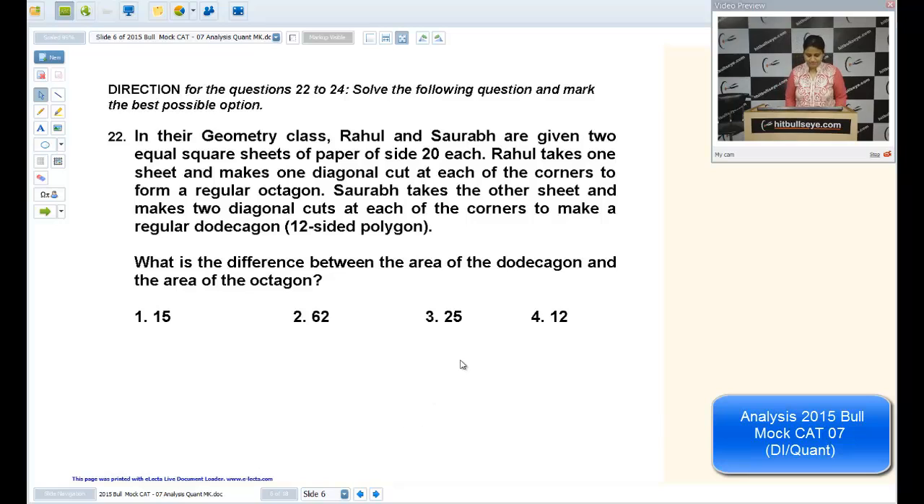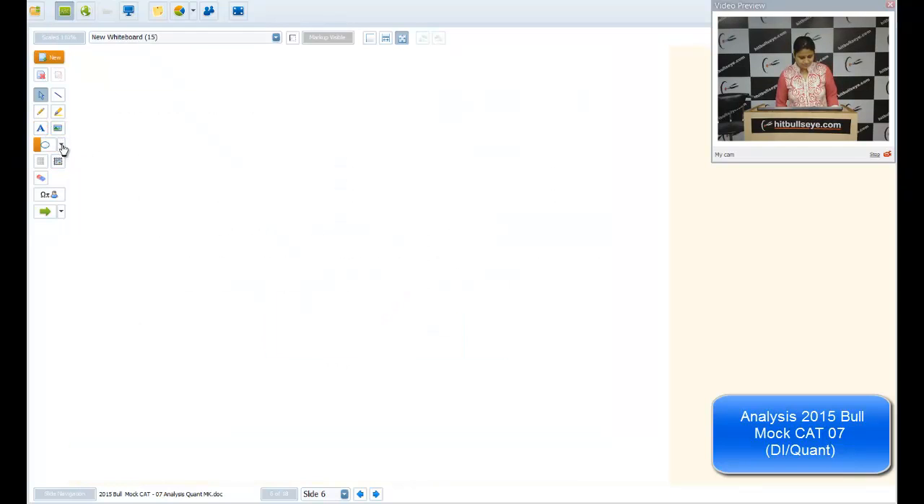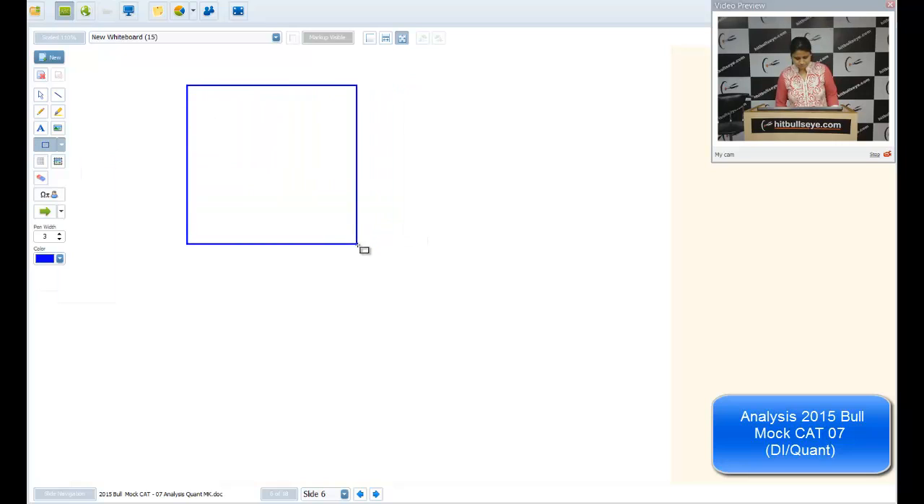Okay, see now, Preet. We have a square of side 20 each. Now two figures are made. One is a regular octagon and one is a 12-sided figure, which is called a dodecagon. What is the difference between the area of the dodecagon and the area of the octagon? So I'm taking a square. First of all, we'll make an octagon.